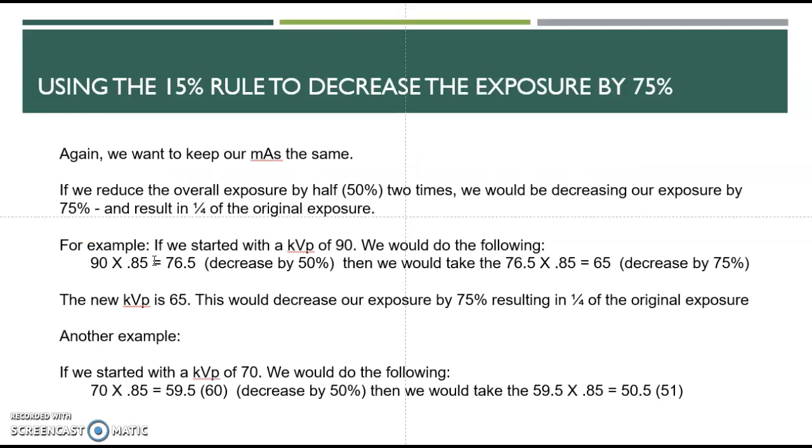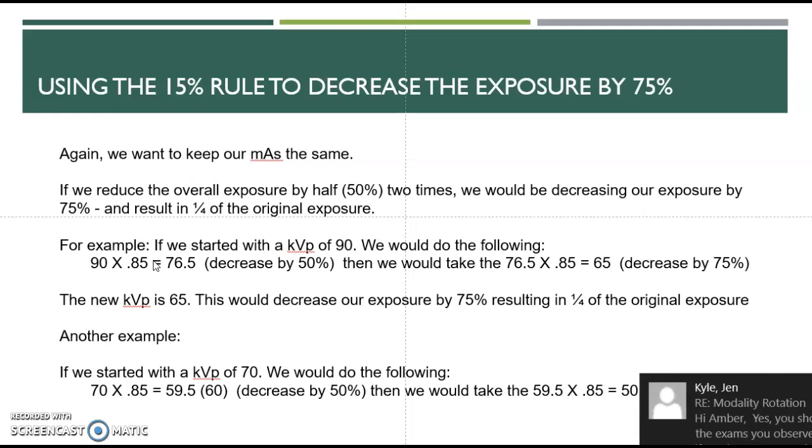The last one we want to do here is using the 15% rule to decrease the exposure by 75%. On the worksheet it had decrease 100%. However, we do not do that. If you look at page 254 in your textbook, there's good information there to read over. Also, after we're done with this slide here, you can go to page 254 and do exercise 16.1. There are 8 different questions there that you can do on your own, and the answers are in the back of your textbook, so this would be a very good review for you to do.